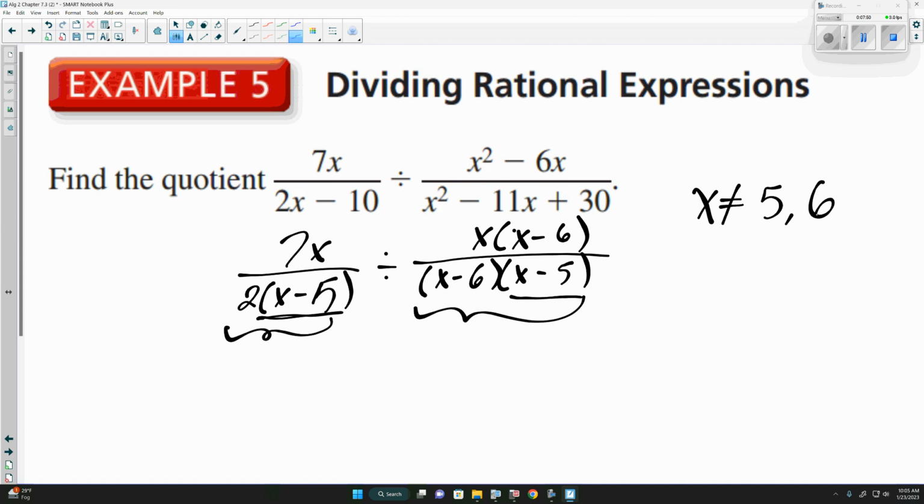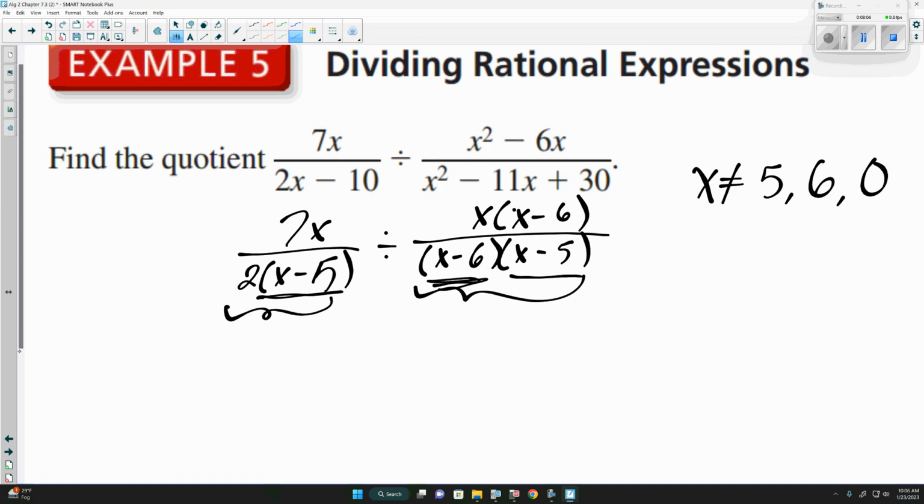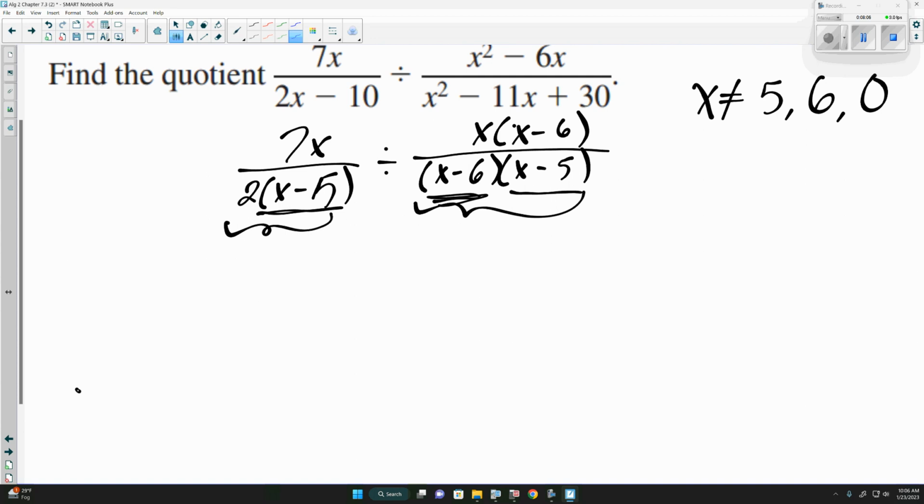And we do have a repeated one here. X cannot be 6. Because it will make that be 0, yes? So we have those 2 terms. And that's easy to see. Now what happens if x is 0? Well, it'll make the numerator of the second one be 0, yes? Okay, that's not a big deal.